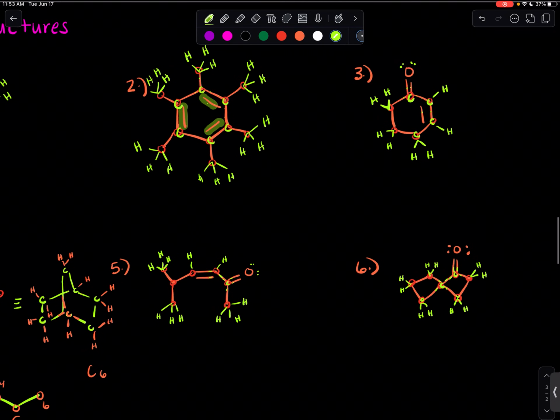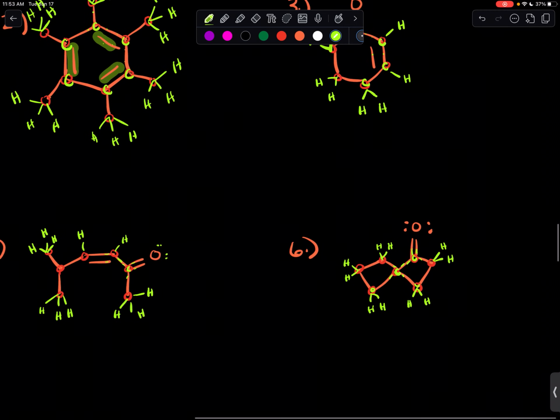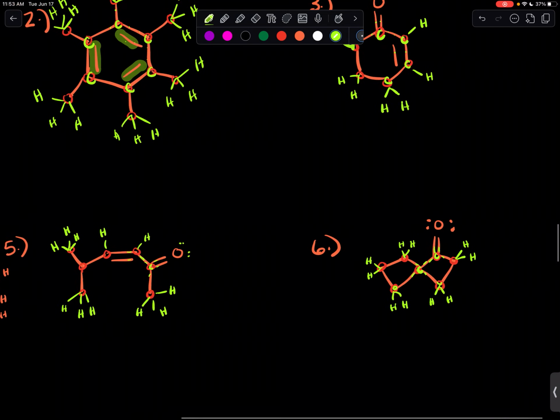So that is pretty much how you figure out where the carbons are and where the hydrogens are, and no matter what structure they throw at you, always use the same rules and you will be good.